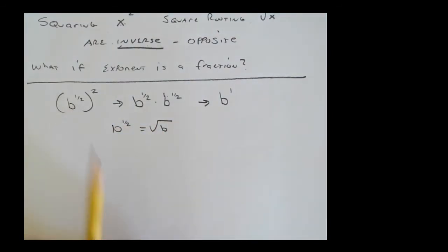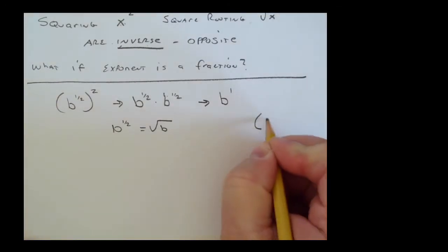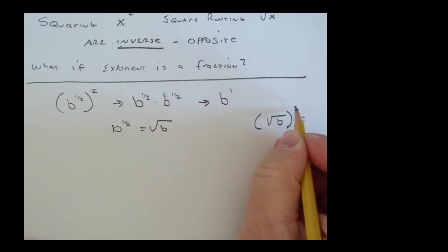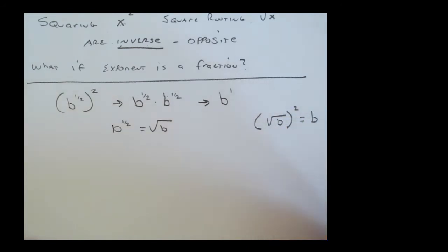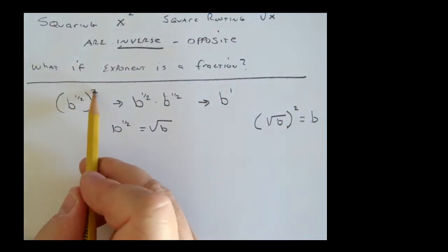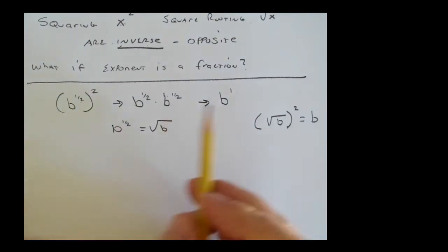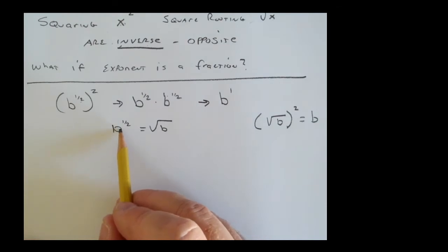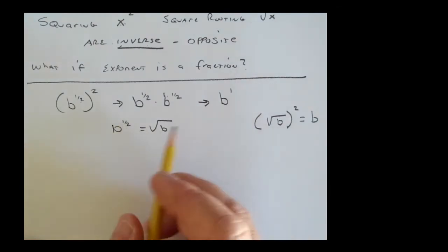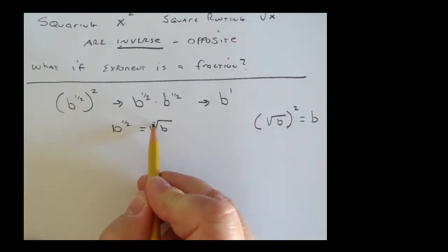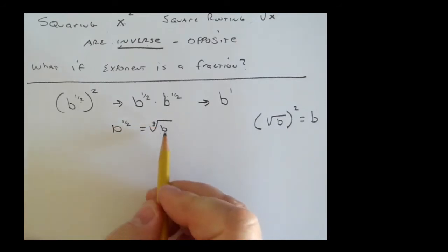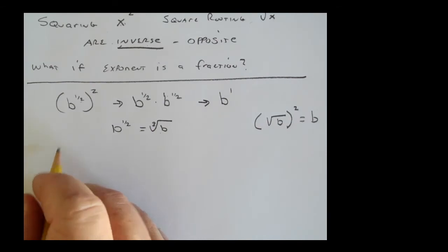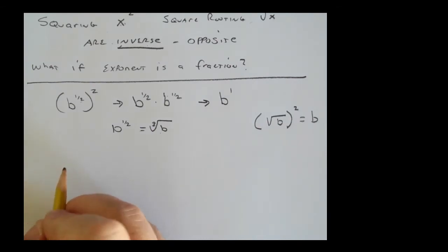Because what happens when we do this? If we square a square root, we just get b. If we square a square root, we get b. So b to the 1/2 is equal to the square root of b. And remember, this is a 2 right here, because it's the square root, times itself twice. So let's do a couple little examples like that.